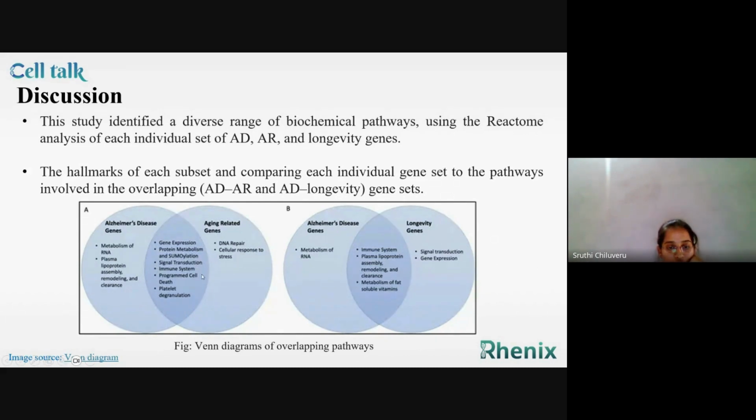When compared to the overlapping part, it includes gene expression, protein metabolism and stimulation, signal transduction, immune system, programmed cell death, which is apoptosis, platelet degranulation. And also here immune system, plasma lipoprotein assembly, remodeling and clearance, and also metabolism of fat soluble vitamins.